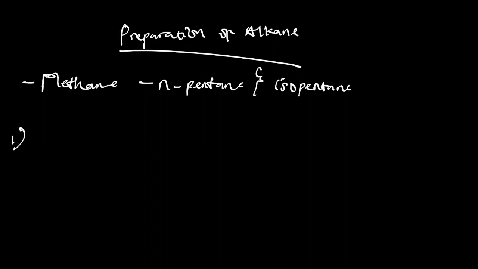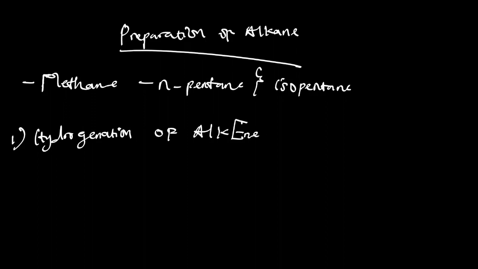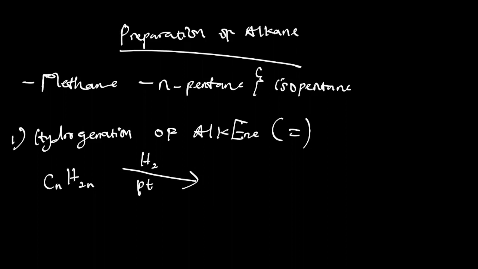Now, the first method to produce it, apart from the petroleum method, is actually hydrogenation of alkene. Please take note of alkene, right? So alkene have what? They have a double bond. Please take note. So how can we produce it from alkene? It's very, very simple. Now, the general formula for alkene is CnH2n. So when we react it with hydrogen, remember, we can't just react it anyhow.